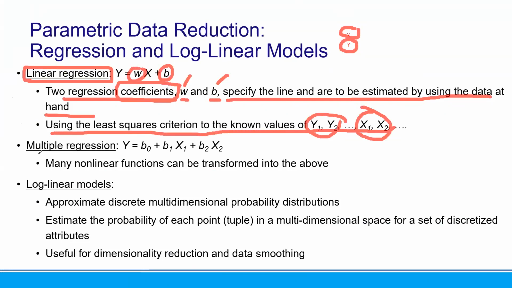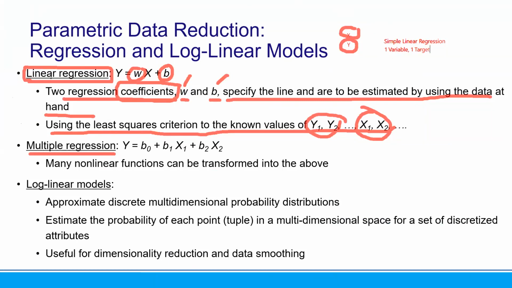The other way to do the regression, we have multiple regression. In the linear regression, usually we call it simple linear regression. When we say it is simple linear regression, means we have one x, we have one variable, and we have one target value or one target column.